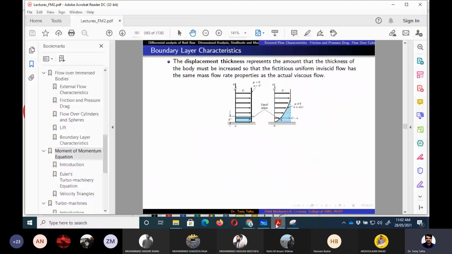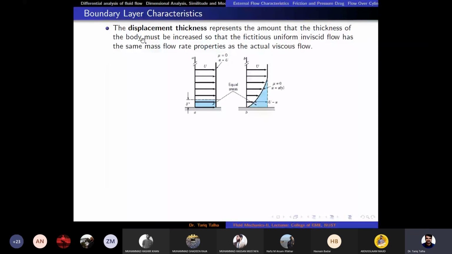So the displacement thickness represents the amount of the thickness of the body which must be increased so that the fictitious or so-called uniform inviscid flow has the same mass flow rate as the actual viscous flow. It shouldn't be property there, but it should have the same mass flow rate. So I need to kind of erase this property from here, but it has got the same mass flow rate.